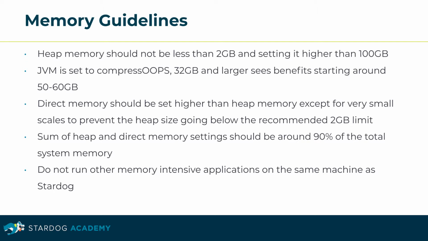Now, direct memory should be set higher than heap memory, except perhaps at very small scales, for the heap size going below the recommended 2 gigabyte limit. And the sum of these two settings should be around 90% of the total system memory.